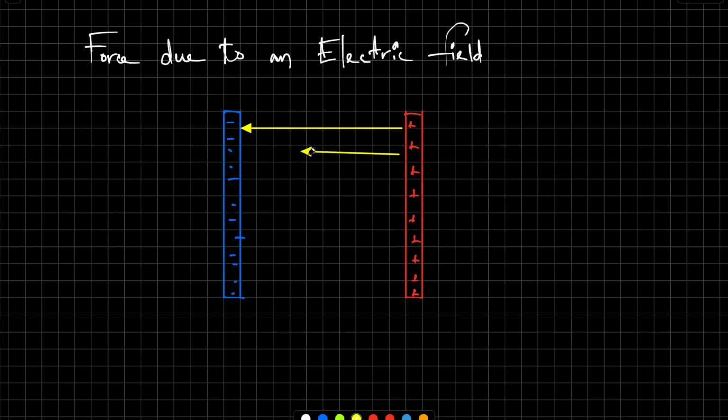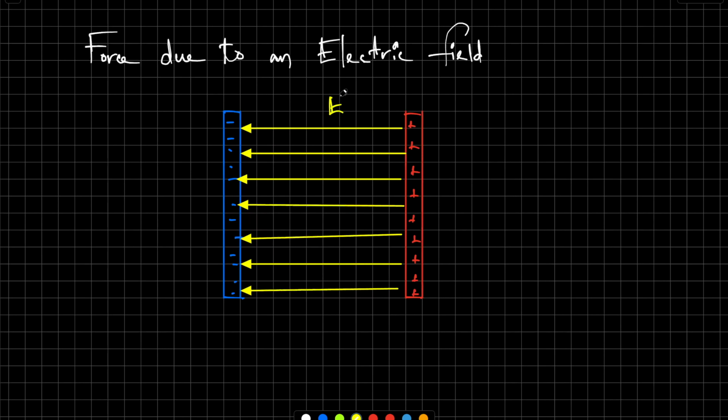We have a uniform electric field pointing to the left. This is my electric field E. Direction is towards left, from positive charges to the negative charges. I'm going to place a small positive charge in between these plates. In which direction will it move? This charge experiences attraction from the negatively charged plate and repulsion from the positively charged plate. It will experience a force towards left.